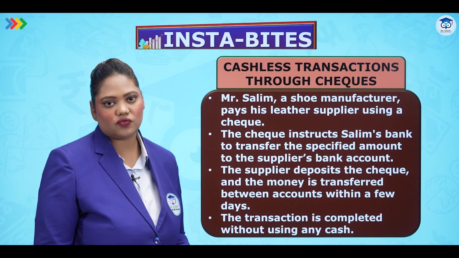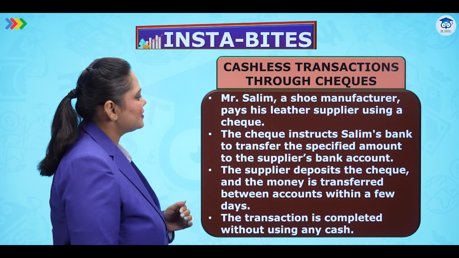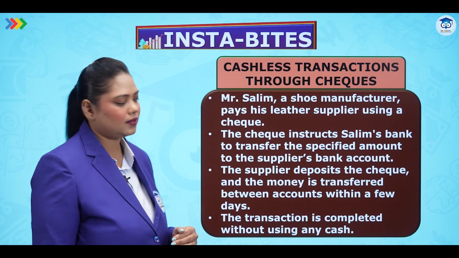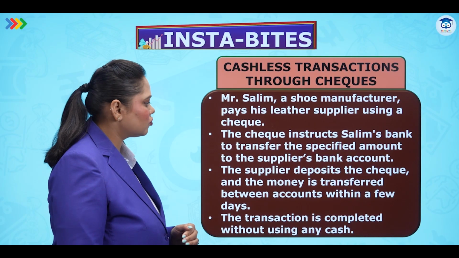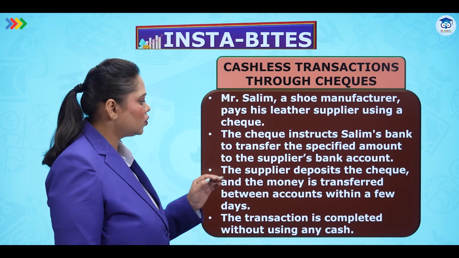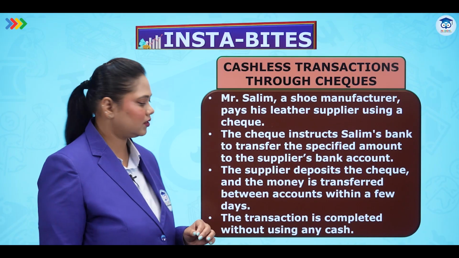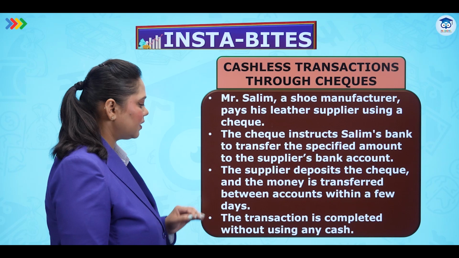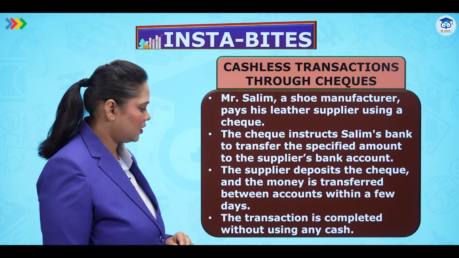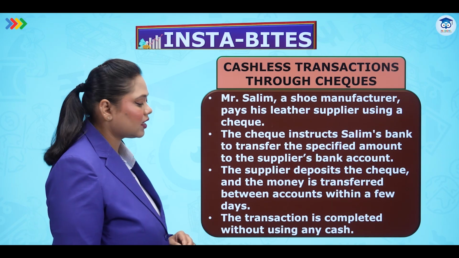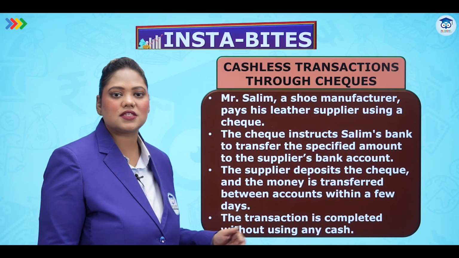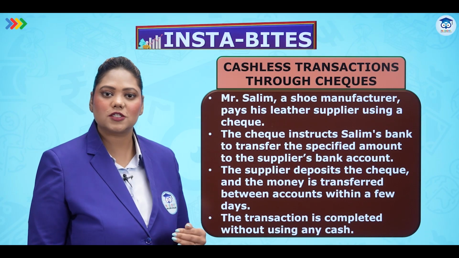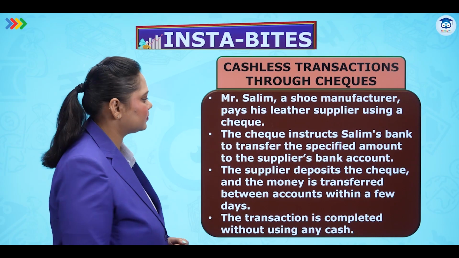Mr. Salim is a shoe manufacturer. He pays his leather supplier using a check. The check instructs Salim's bank to transfer the specified amount to the supplier's bank account. The supplier deposits the check and the money is transferred between accounts within a few days. The transaction is completed without using any cash. So this process is how the transaction takes place without cash.